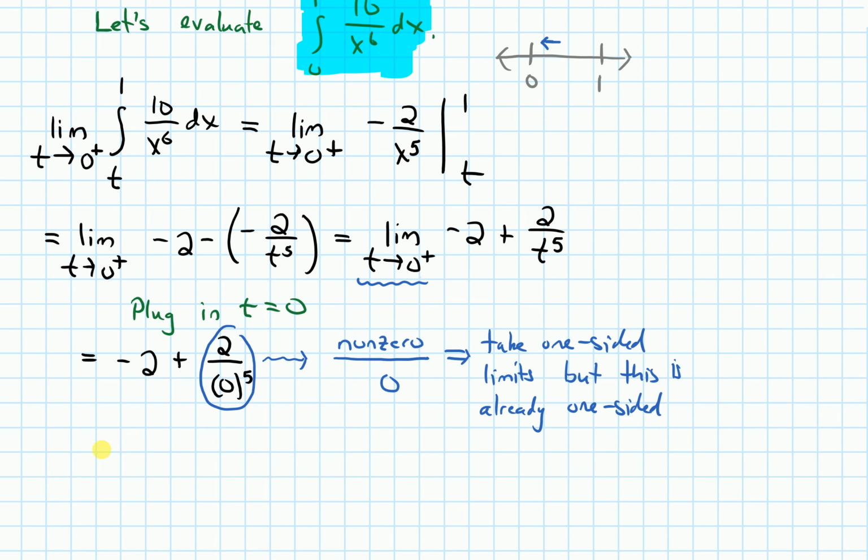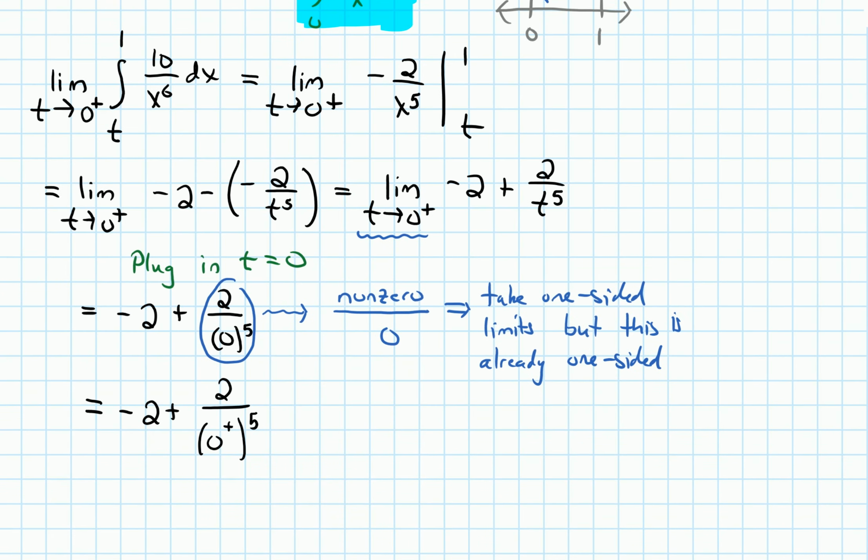All right, so what does that look like in practice? So when we're writing what this is, when we plugged in, we could actually just focus on this side and get negative 2 plus 2 over, and on the denominator, I'm going to write 0 with a little plus sign in the exponent. So this is some notation that we can use to say that this term is close to 0, but bigger than it.